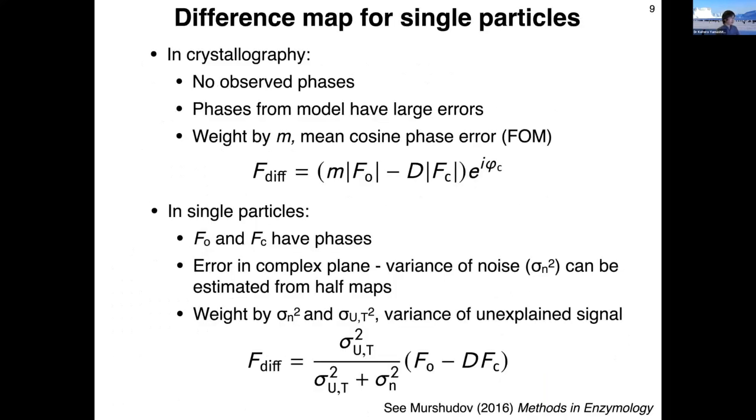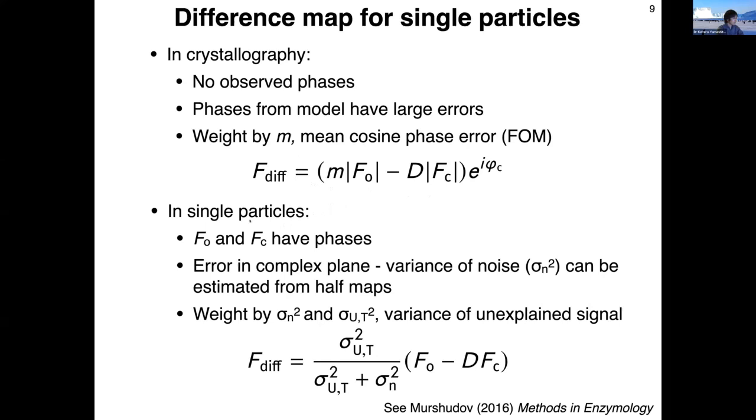And as I have shown in this talk, the F_o-F_c difference map is very useful and essential to see very small features like hydrogens. But we need to use a different formula from crystallography, because in crystallography we do not have observed phases, and we need to use phases from the model, which have large errors compared to amplitudes. So we usually use a weight based on the estimated accuracy of phase information. And the equation looks like this.